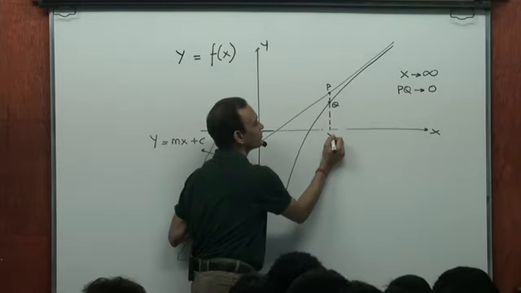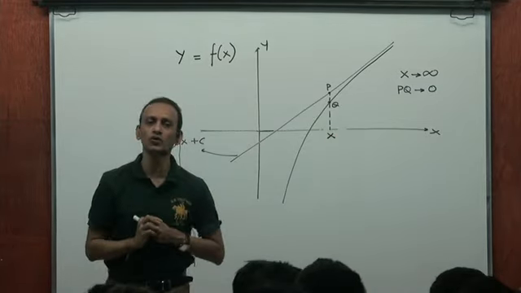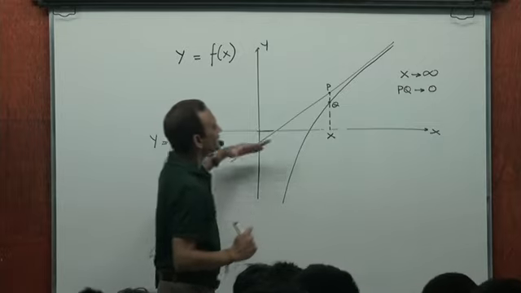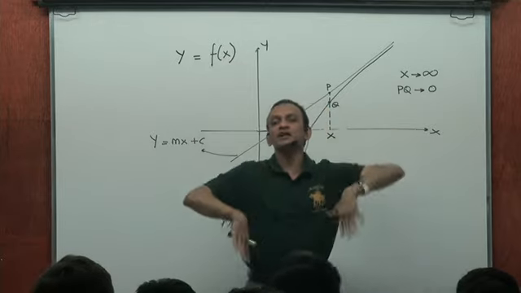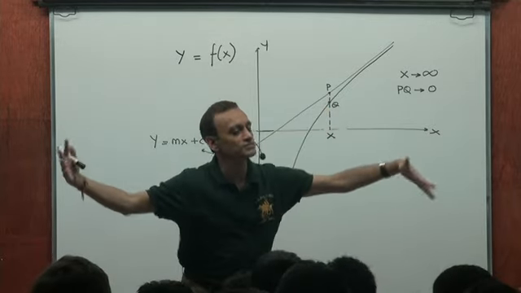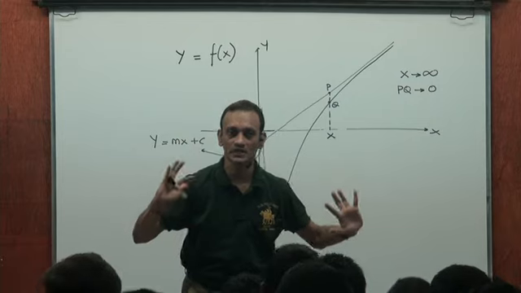As x tends to infinity, PQ must tend to 0. That's the whole idea really. Which means, theoretically speaking, this line becomes a theoretical tangent very far away from the origin. It becomes a theoretical tangent, right?